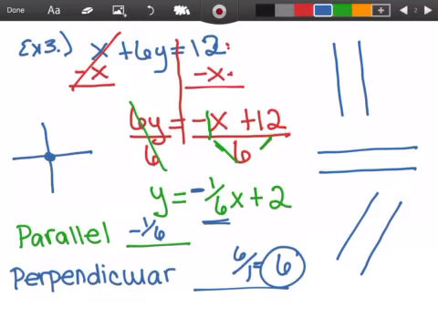All right, so I hope this helps you identify parallel and perpendicular slopes when you are given an equation.